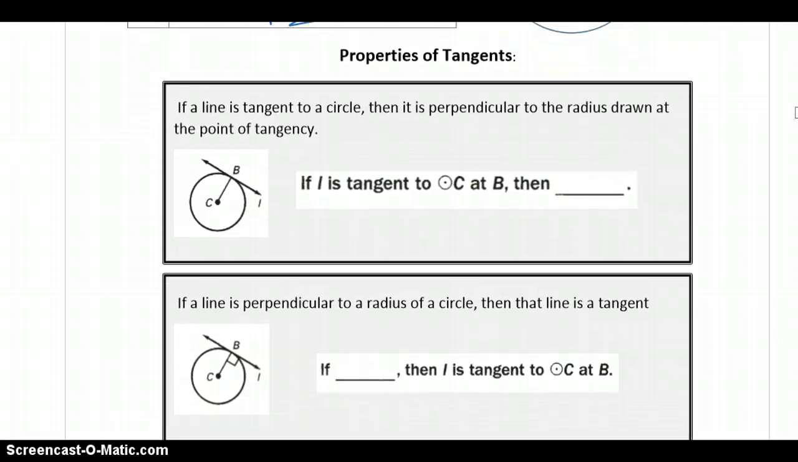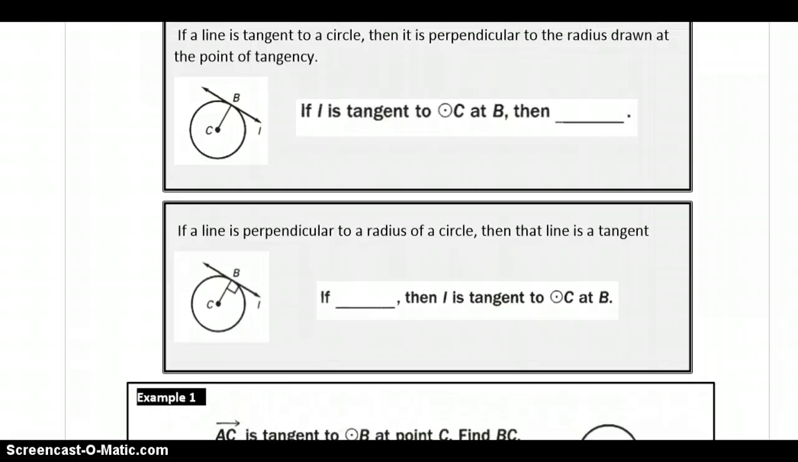First, if a line is tangent to a circle, then it is perpendicular to the radius drawn at the point of tangency. So if we have this line here, line L, and it touches the circle at point B, if we draw a radius from the center to B, then those have to be perpendicular. So if L is tangent to circle C at B, then line L is perpendicular to the segment CB. This here is the symbol to say that it is perpendicular.